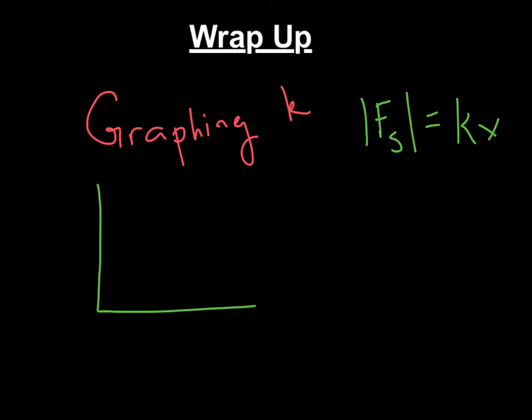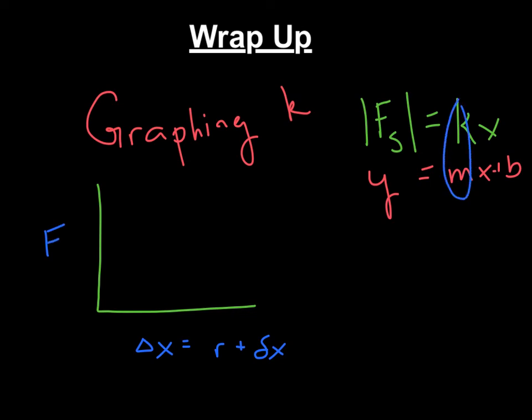Let's look at the equation. This is Hooke's law, and if we compare this to the equation for a line, y equals mx plus b, you will see that x is just delta x, which is your radius plus however far you stretch the spring, and your force of your spring is your y, which means your slope is going to be k. So it's going to look like this, and you'll get your k, and you can report the value of the spring constant. And that's the last part of the lab.